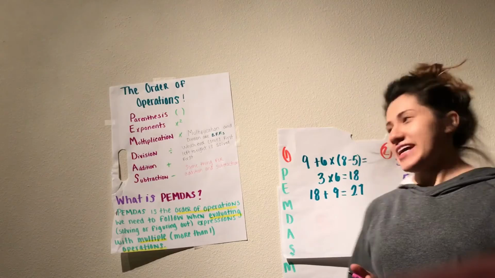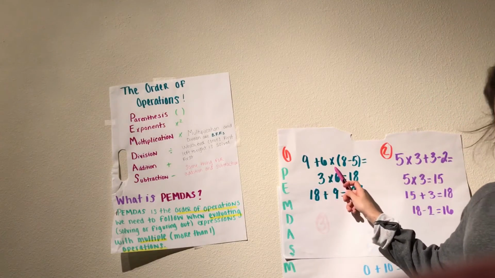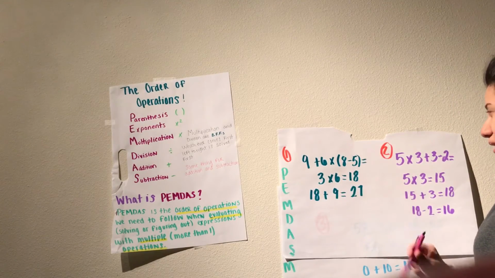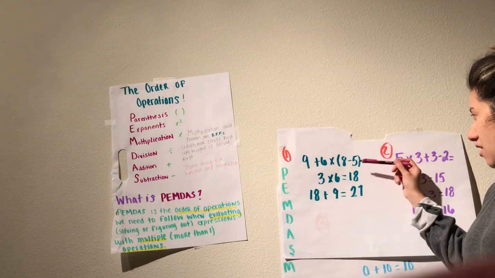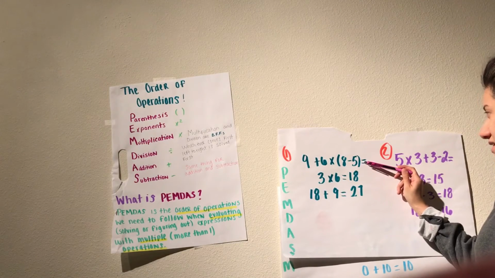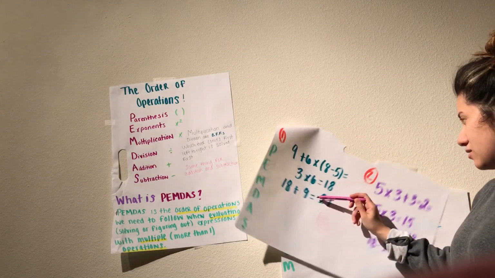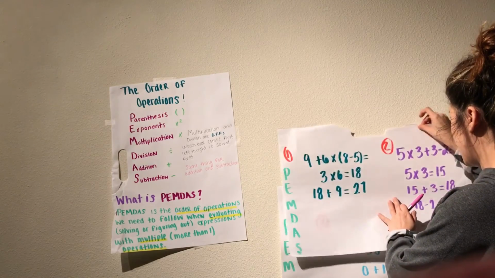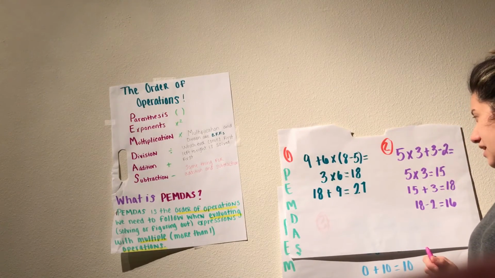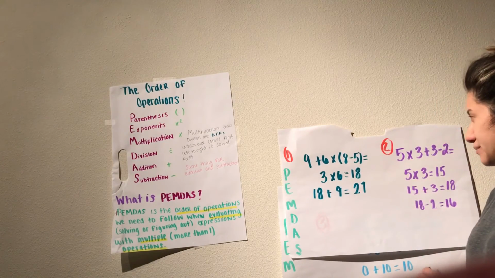Alrighty, so let's see how we did. Practice problem 1, we had 9 plus 6 times, in parentheses, 8 minus 5 equals. Our first step in this one would be our, in parentheses, 8 minus 5. Second step will be our 3 times 6 equals 18. And then our last step in this one would be 18 plus 9 equals 27, sorry.